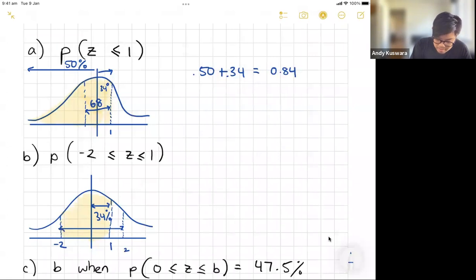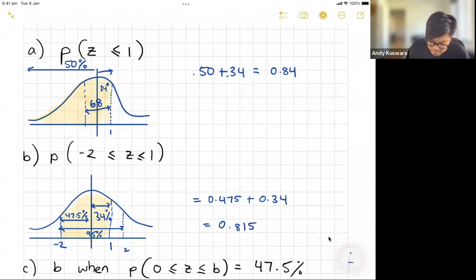We know that between there is 95%. So all I need to do is kind of like half it. So half of 95 is actually 47.5%. And so from there, I can see that my probability is going to equal to 0.475 plus 0.34. And I can see that's going to equal to 0.815, I believe. Yeah, that looks about right.